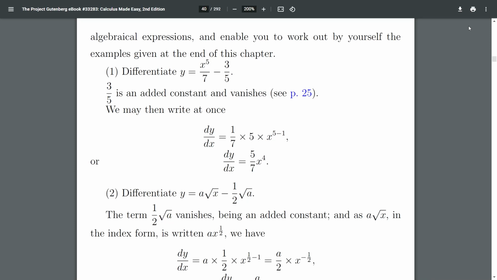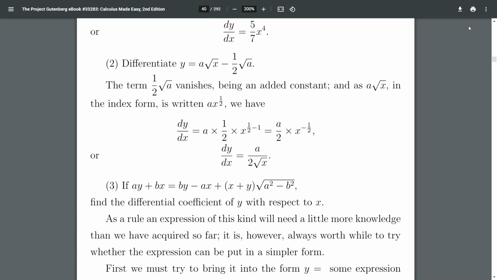3 over 5 is an added constant and vanishes. We may then write at once dy by dx is equal to 1 over 7 times 5 times x to the power 5 minus 1, or dy by dx is equal to 5 over 7 times x to the power 4.